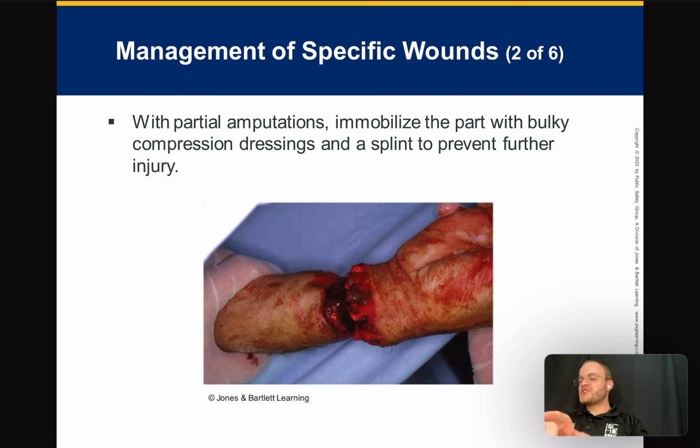Now, with partial amputations, you'll have to stabilize it. So this is where you'll want to use a splint to keep this from further flopping and fully amputating itself. And these are actually fairly common. Partial amputation. I've run by far more partial amputations than full amputations.